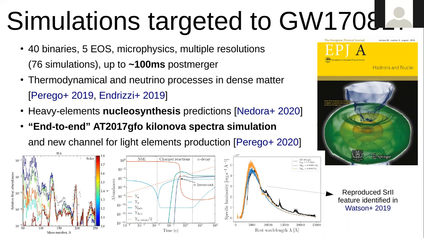Also, we computed the first end-to-end simulation of the kilonova spectra observed in August 2017. And we have done this by combining the numerical relativity output with the nuclear network and then with a radiative transfer spectral code. And interestingly, this analysis reproduced the 810 nanometer feature that is interpreted as a transition of the strontium element in the work by Watson et al. 2019. So here we have reproduced everything from first principles in some sense.